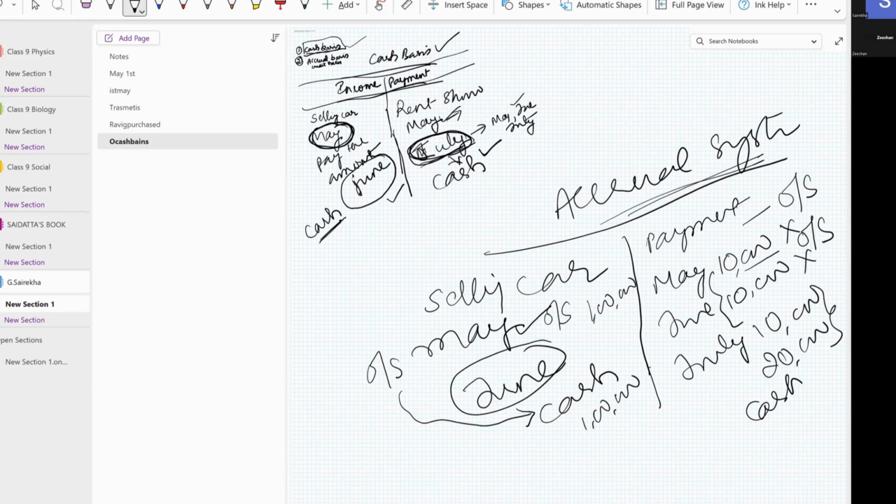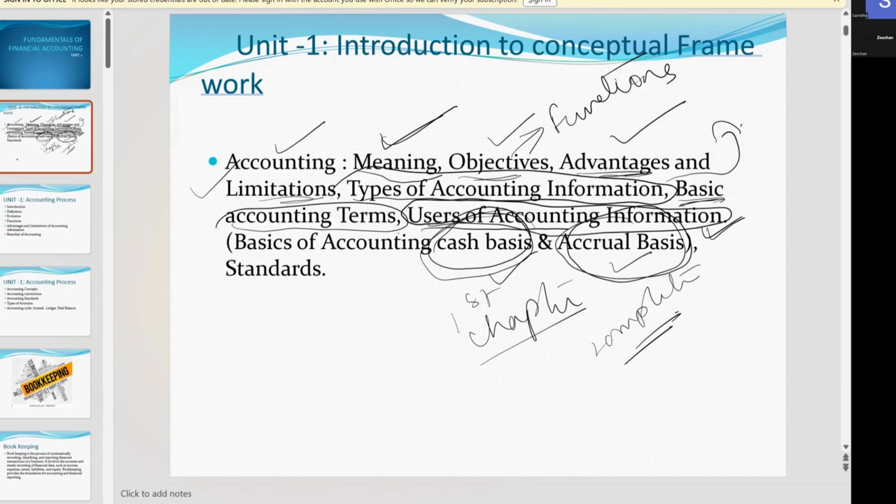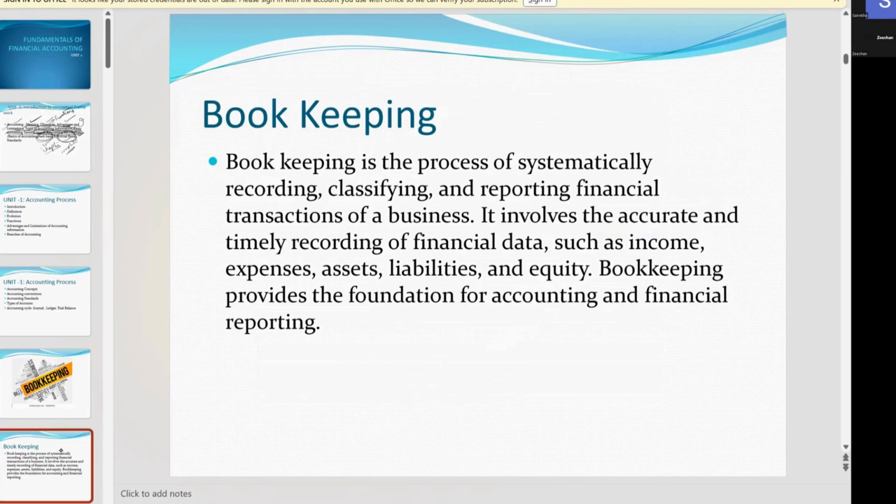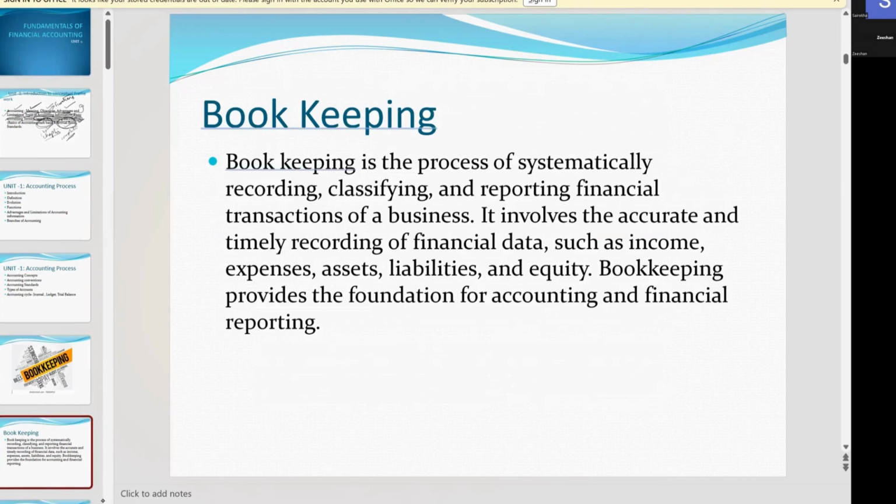Okay, ma'am. Now this is the accrual system and this is the cash system. In today's class, I'll give you a quick revision of the first unit. The first one we saw is bookkeeping. What is bookkeeping? In bookkeeping, we keep one simple book and write all the day-to-day transactions.